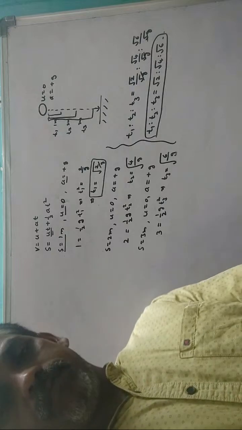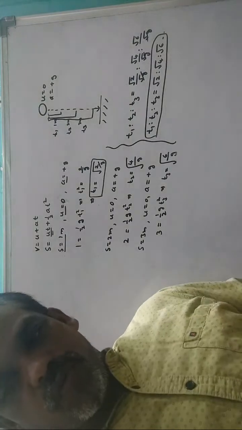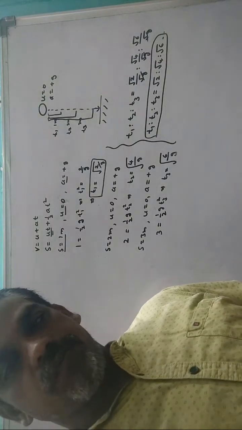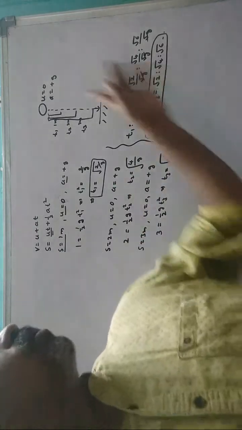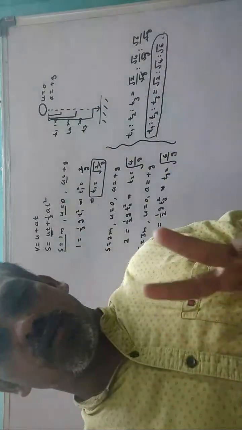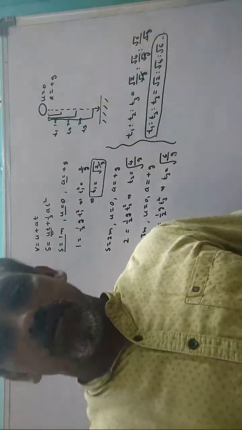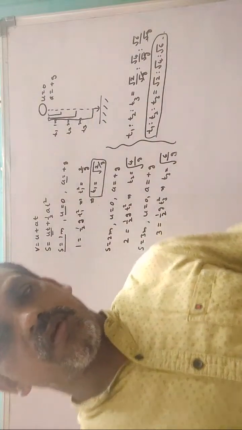Okay, so I'm going to finish this topic, freely falling body. You have to remember simply, the conditions are only two: u equal to 0, a equal to plus g.